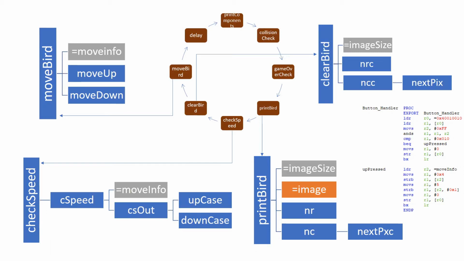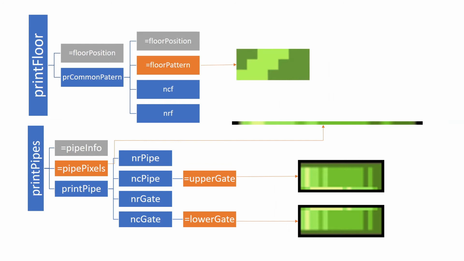Another challenging part was implementing the moving floor and pipes. We created common pattern images for pipes and floor, and we wrote print functions using these patterns. To give a movement effect, we keep an index value for each pipe and the floor. Each loop this index value is decreased, and the print functions start to print these objects from the decreased index, so the images look like they are moving.